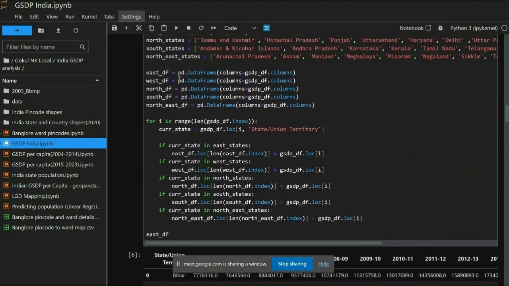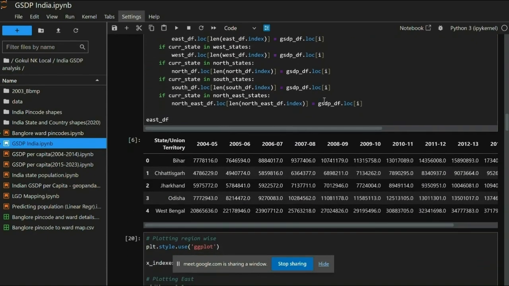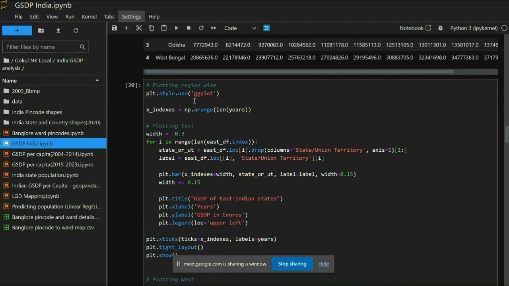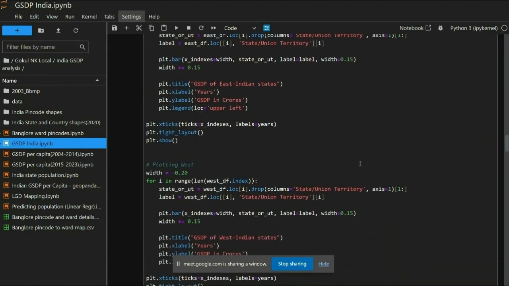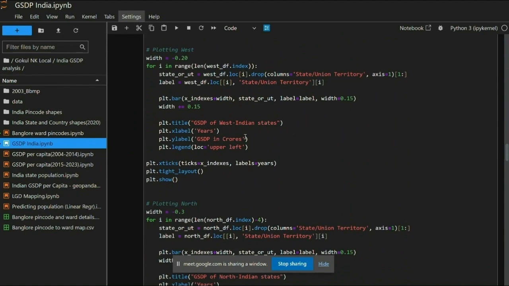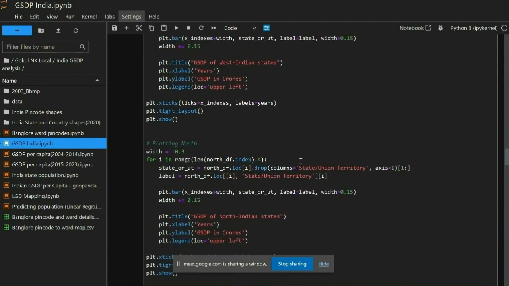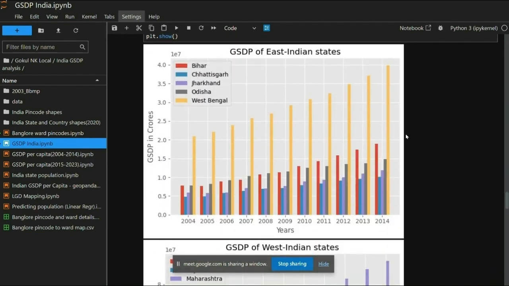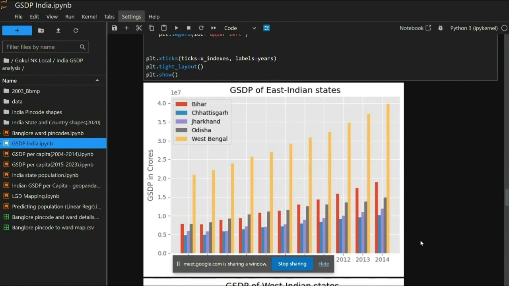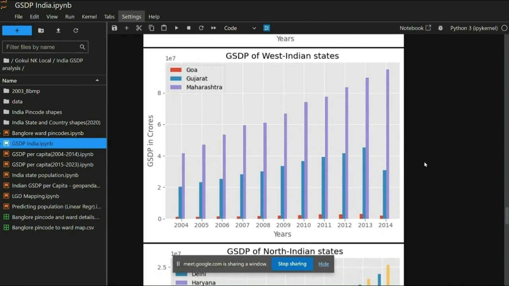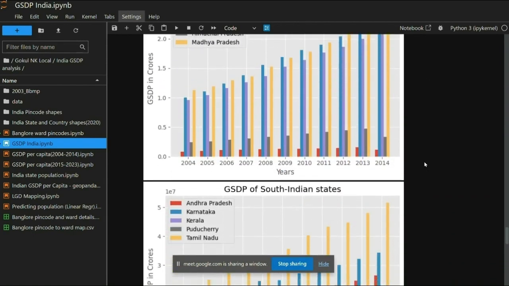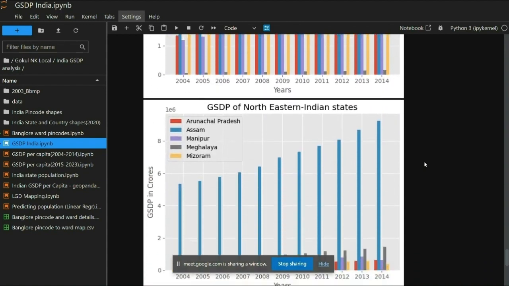We are segregating the states here and adding them to a new data frame for each zone, and plotting those zones separately using the matplotlib library. Plotting each zone, wherein each one consists only of the states we added earlier. This is for the east states, west states, north states, and south states, and then finally northeastern.